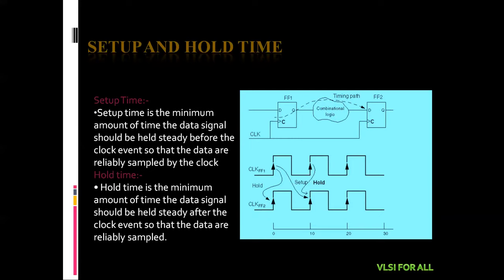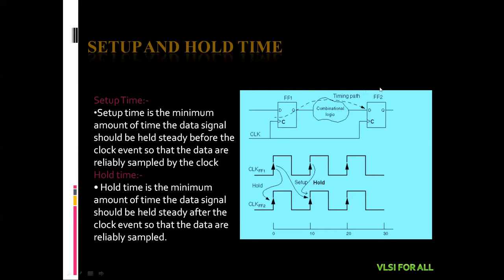Simply, I'll give you an example. For example, a party starts at 7 p.m. and ends at 10 p.m. So what do we need to do? We need to come to the party after 7 p.m. and before 10 p.m. If we come before 7 p.m., there is no use. If you come after 10 p.m., there is no use. So we need to come to the party, sorry, after 7 p.m. and before 10 p.m.